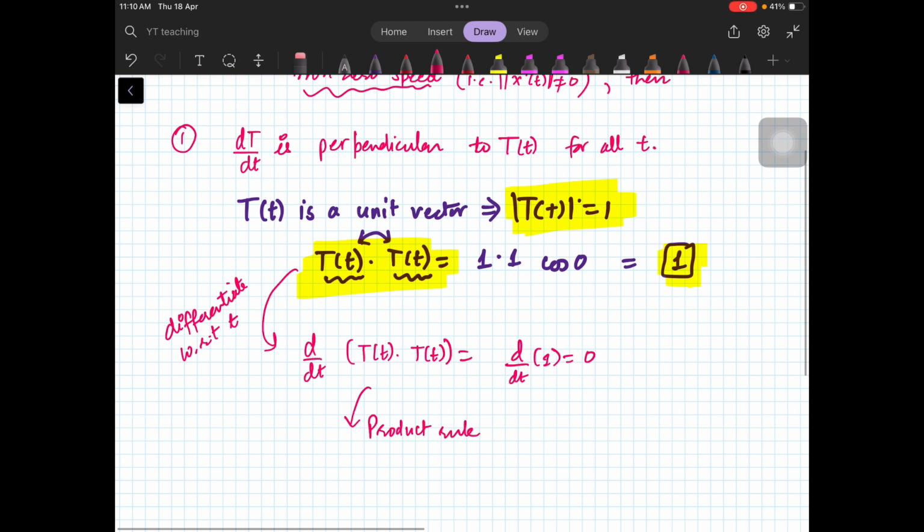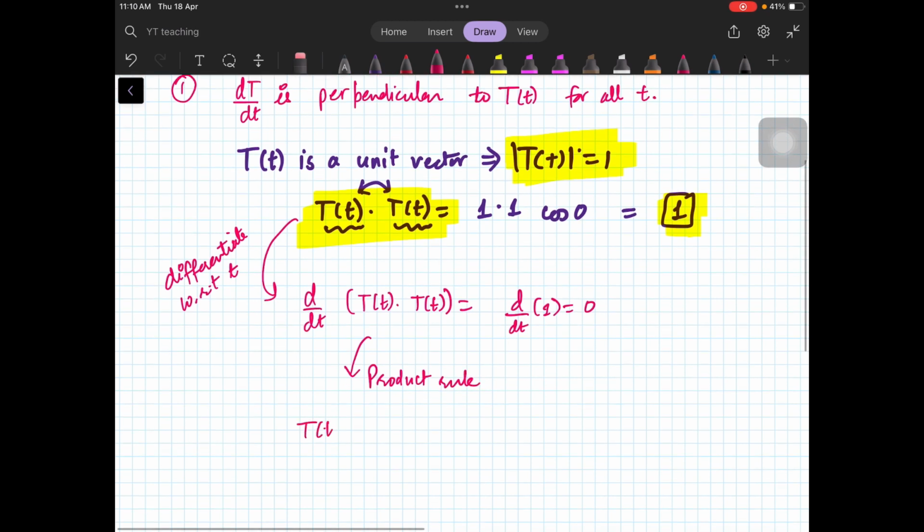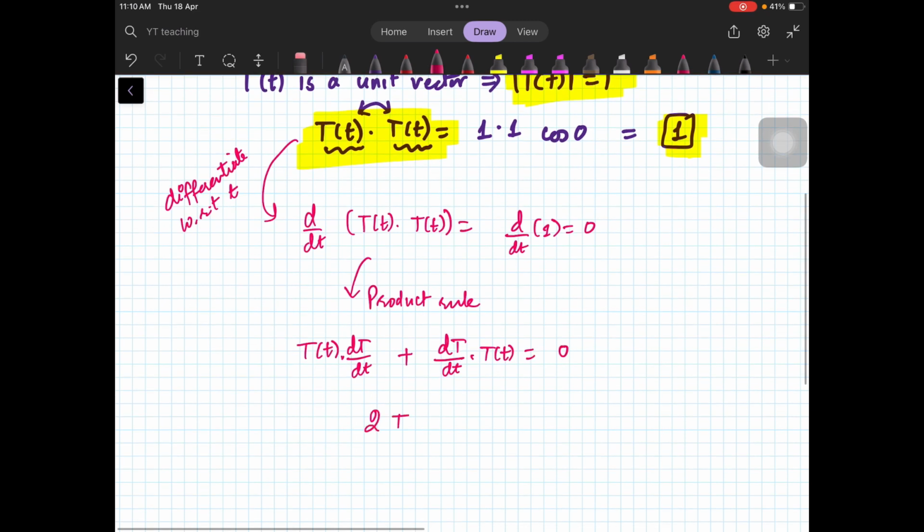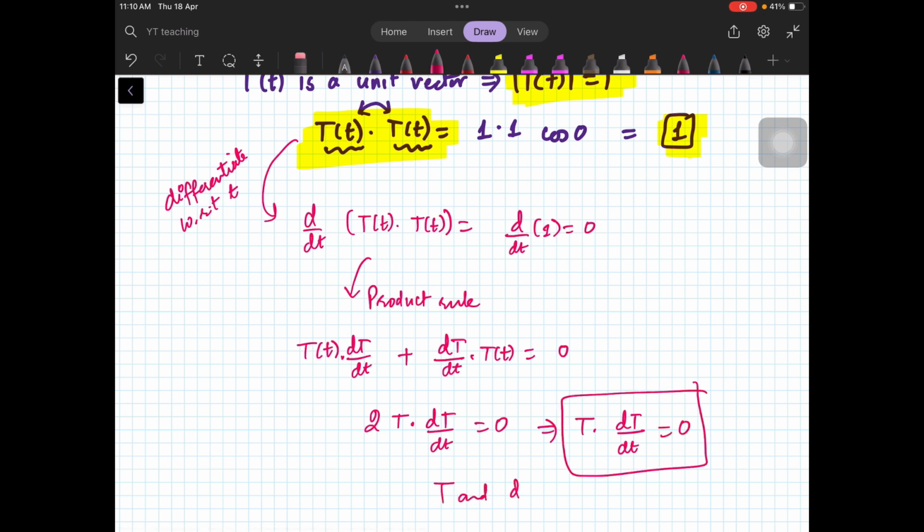Now use the product rule here. This is going to be T(t) dot dT by dt plus dT by dt dot T(t) equal to 0. So you get 2 times T dot dT by dt equal to 0. That gives you T dot dT by dt equal to 0. So T and dT by dt are perpendicular vectors. This is an important result.